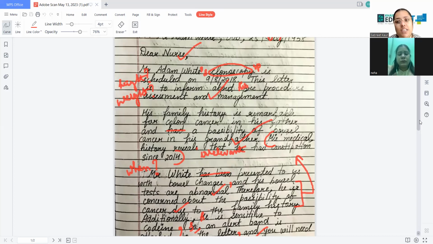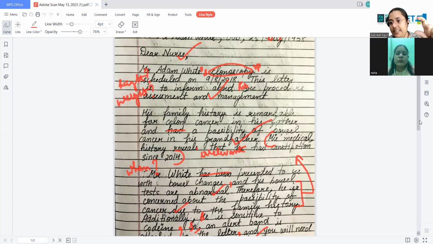That makes this information irrelevant. It was not to be included. What was to be included is that because of the significant family history, as well as the positive bowel cancer screen test result, the patient is now concerned about the possibility of having cancer and wants a colonoscopy.